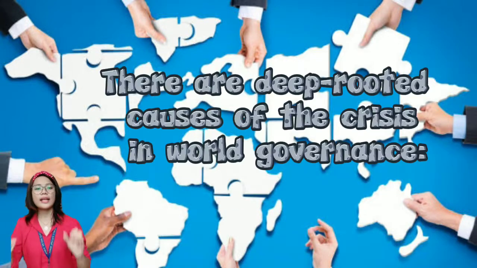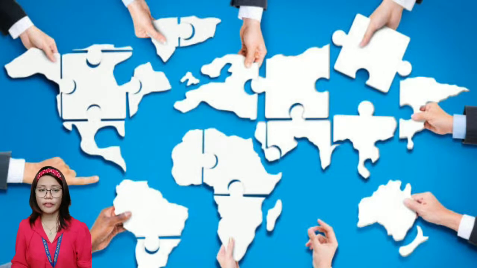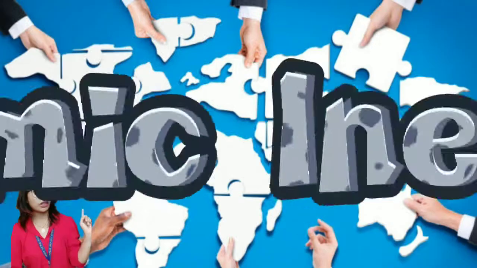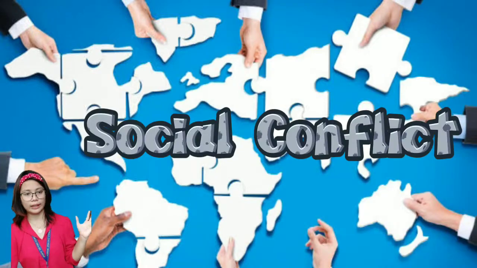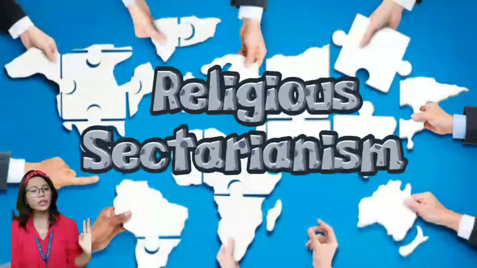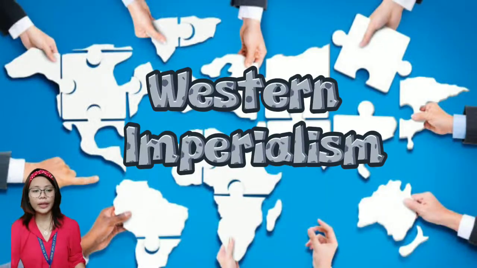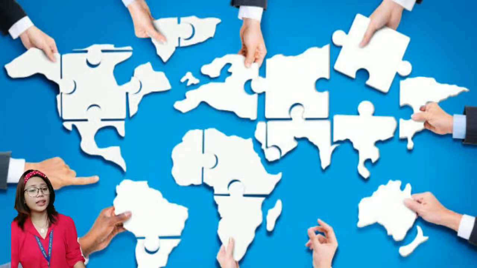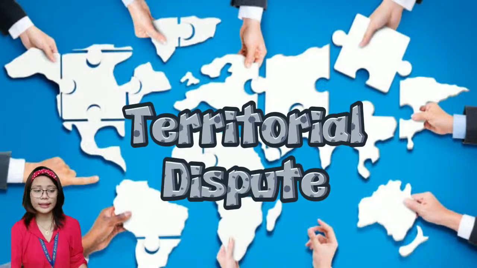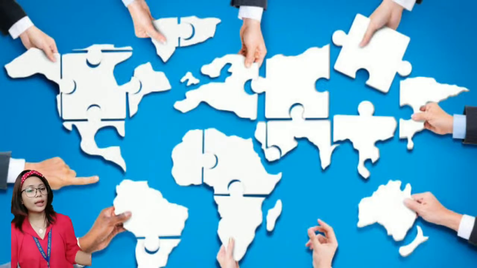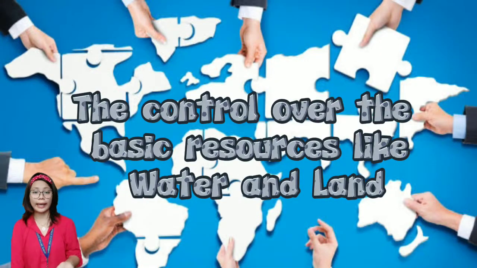So we have 7 causes in the crisis in world governance. First is the economic inequality. Second, the social conflict. Third, religious sectarianism. Fourth, Western imperialism. Fifth is the colonial legacies. Sixth is the territorial dispute, and seventh and the last one is the control over the basic resources like water and land.